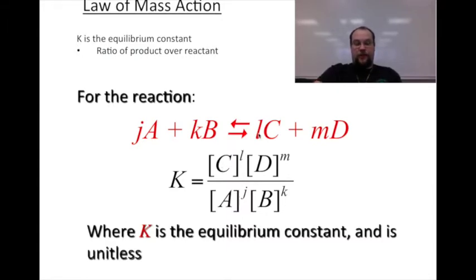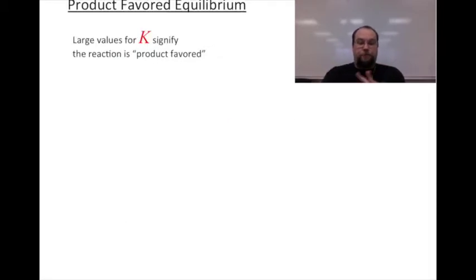So it's C to the l, because it's lC's, and D to the m, because m is my coefficient in front of D. Now, since it's products over reactants, my units would cancel out, and K is unitless. So K has no units. That's great news. You don't have to memorize the units for K. It's not like reaction rate constant k values, which are different every time. K is completely unitless. It is products over reactants, and we're going to practice that in a little bit.